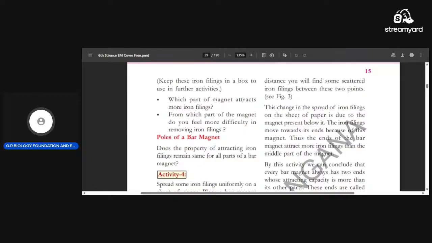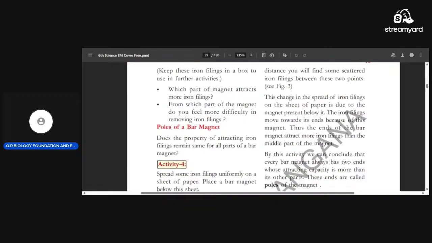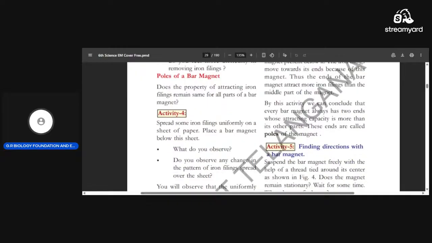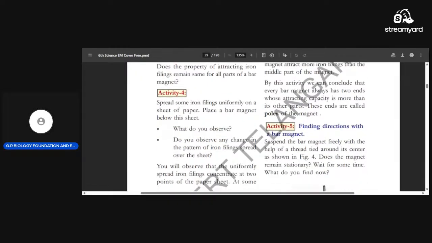Poles of a bar magnet. Those we call poles, the both edges. Does the property of attracting iron filings remain the same for all parts of a bar magnet? No. Edges attraction is more than the middle. So the attraction is more at the edges, and those edges we call poles.